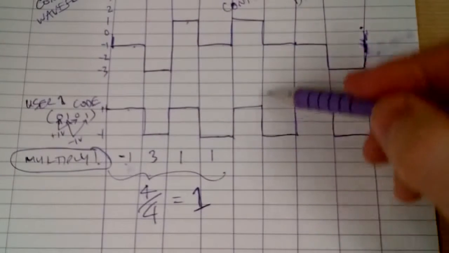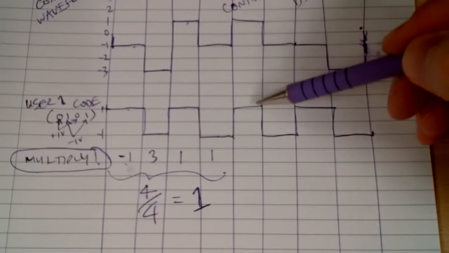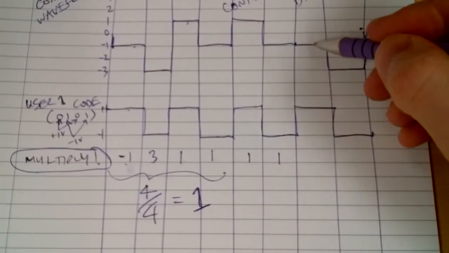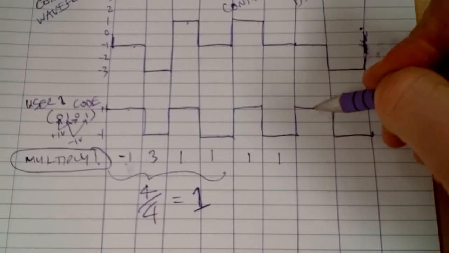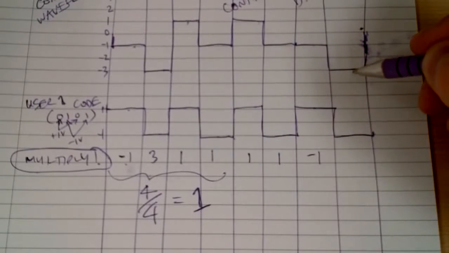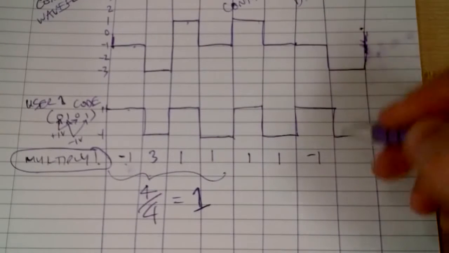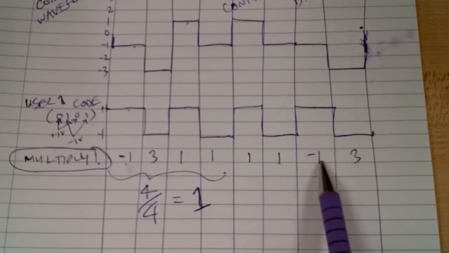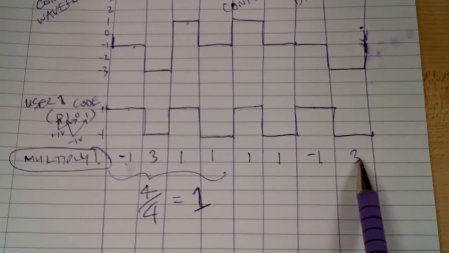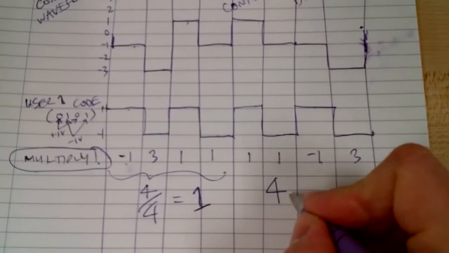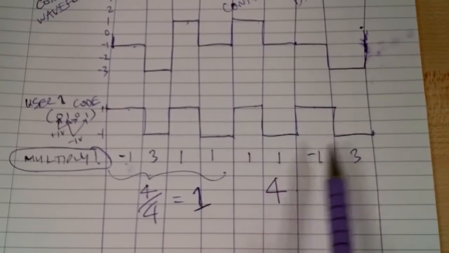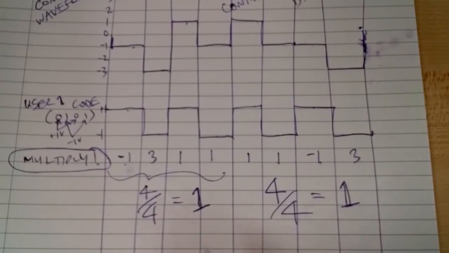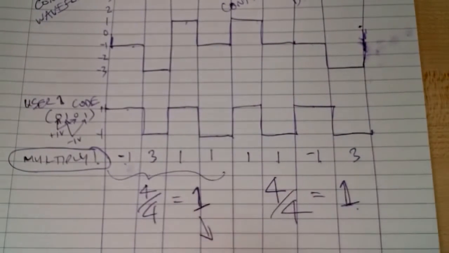Okay, so now we'll just try this one. +1 times +1, 1. -1 times -1, 1. -1 times +1, -1. -3 times -1 is 3. So what do we got here? We've got 1 plus 1 is 2, minus 1 is 1, plus 3 is 4. That's 4, but then 4 is occurring across, so we're dividing it by 4 equals 1. So we have a +1 and a +1, but this is really 1 volt.